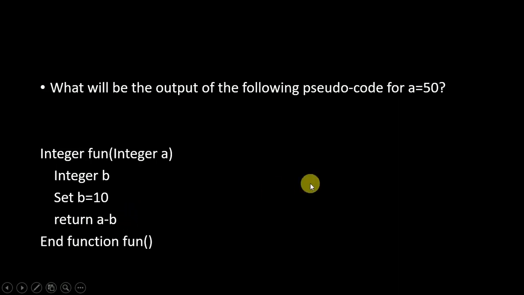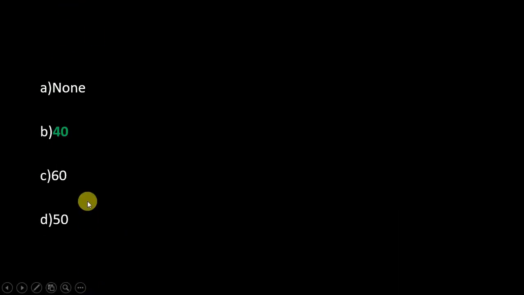Here we have the value of a equal to 50, and what we have to return is a minus b. So 50 minus 10, that is b, will be 40. So these are the options. So option B is correct. Now we will see question 2.